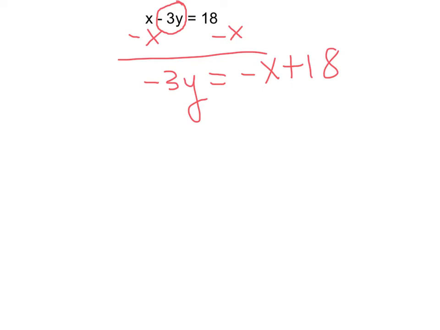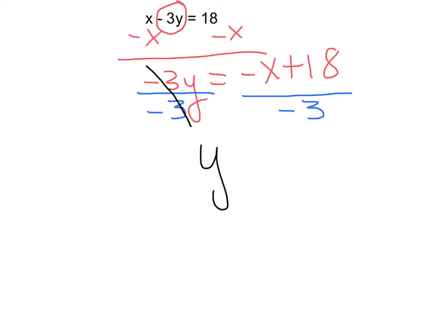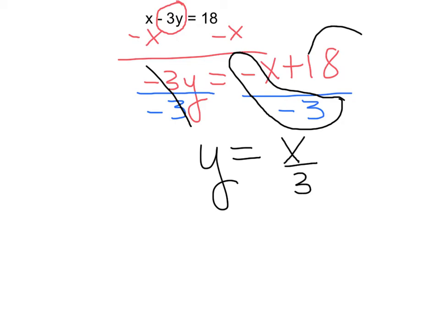I need to make sure my y is alone, and it's not because it's attached to this negative 3, so I'm going to divide by negative 3. Everything gets divided by negative 3. So over here, these are going to cancel, bring down my y equals, and I have negative 3 going into negative 1, because we know if there's no number written before the variable that it's a 1. So a negative and a negative makes a positive, so here I'm just going to write it as x over 3. And then I also have to do the division here, so 18 divided by negative 3 is going to be negative 6.